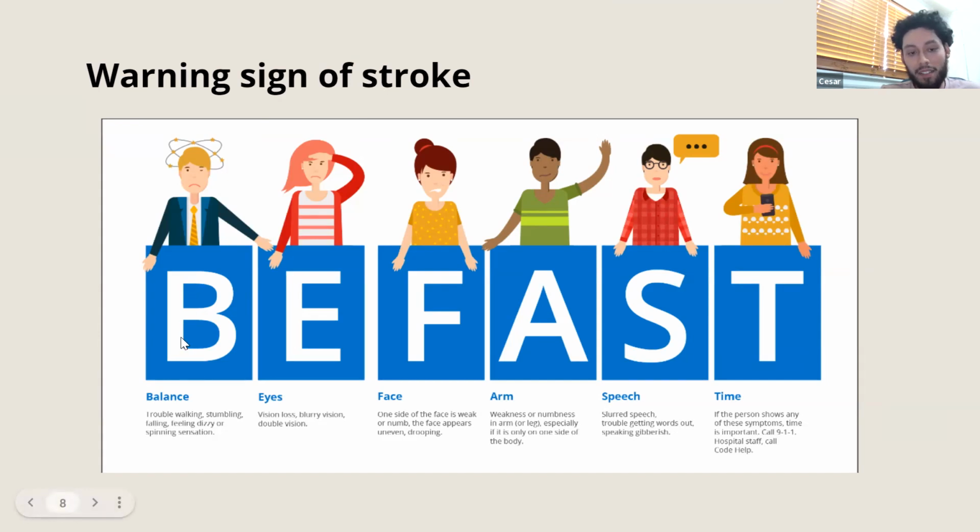So B stands for balance. So if someone is experiencing trouble walking, is stumbling, falling, or feels dizzy. E is for eyes, so they have blurry vision, double vision, vision loss. F is for face. This is probably the one that most are familiar with. So face is drooping on one side. Arm, so there's arm weakness or numbness. Speech, so slurred speech, difficulty speaking. And T stands for time. So this means that if anyone's experiencing any of these symptoms that I mentioned, that needs to be a quick call to 911 so the patient can get treatment as soon as possible.